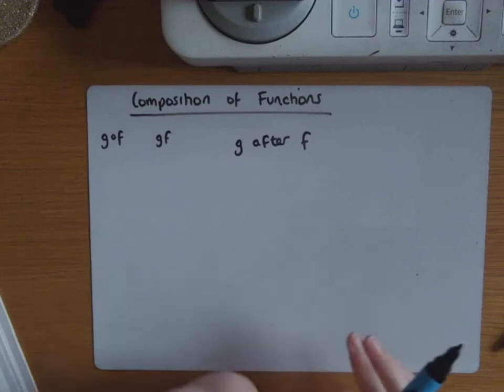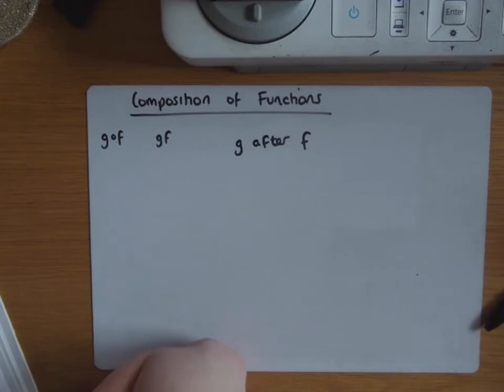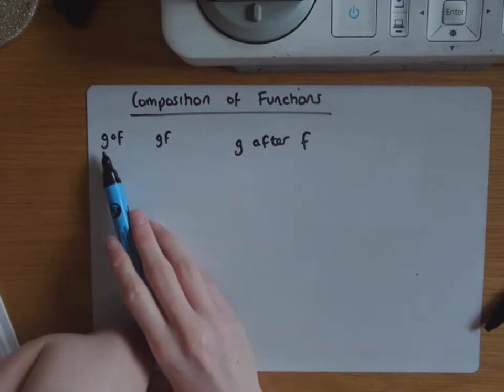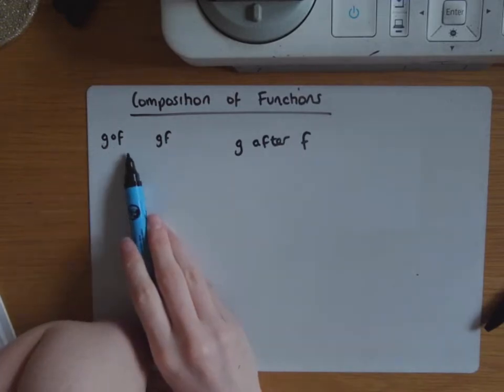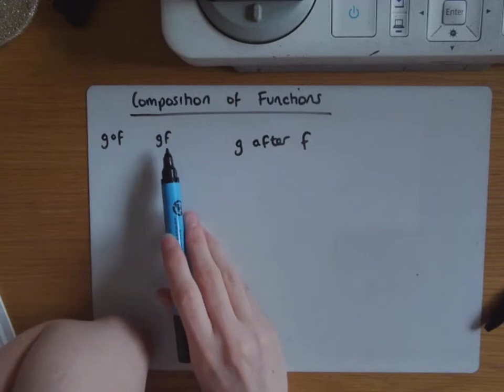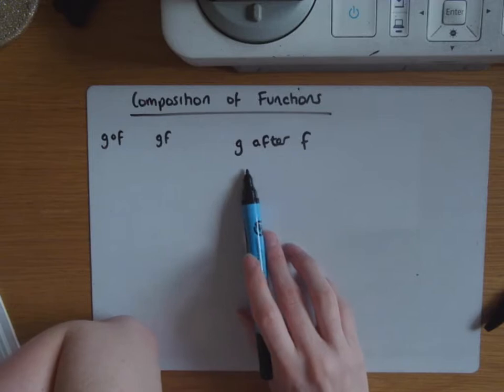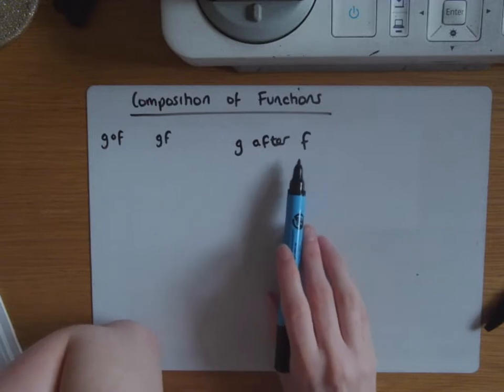Okay, so we're going to look at the composition of functions, or composite functions. That means when you put two functions or three functions together. This g with a little circle, f, means g after f, or sometimes it's just written g then f. What that means is you apply g after you've applied the function f.